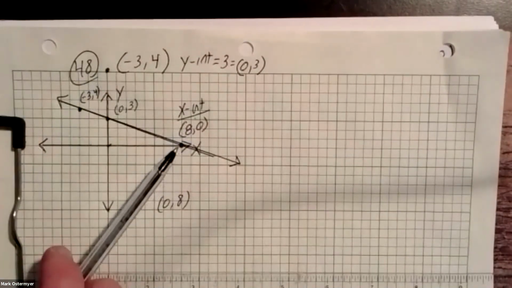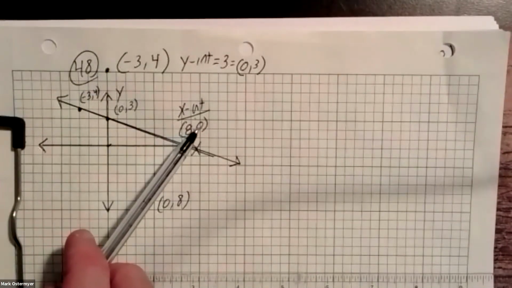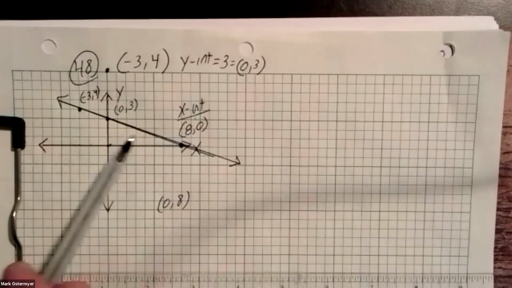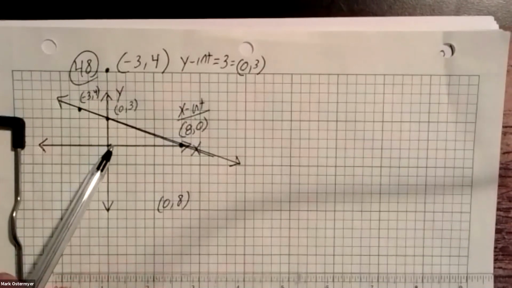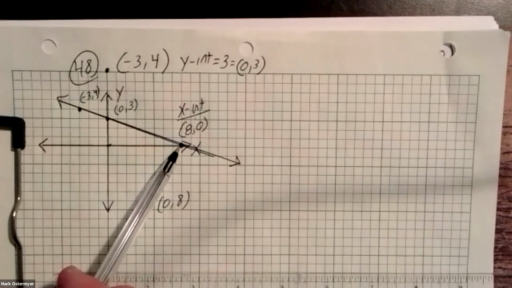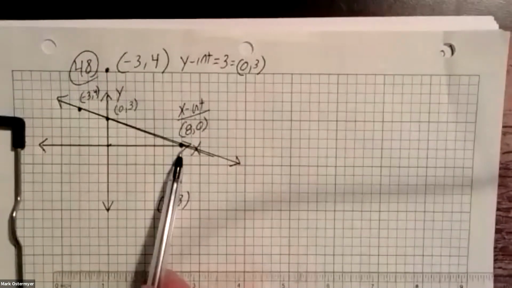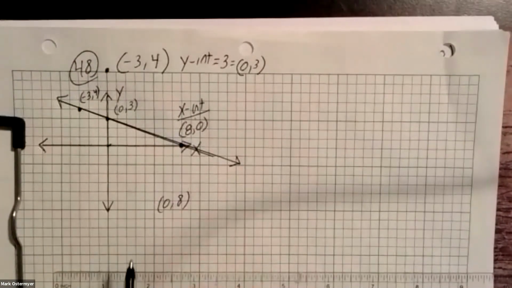This is 8, 0. Do you agree? Remember, it's the x coordinate first, then the y coordinate. The x coordinate is 8. That's why I moved 8 units, not along the y-axis, but the x-axis, correct? Okay. That looks like my x-intercept, 8, 0. All right.